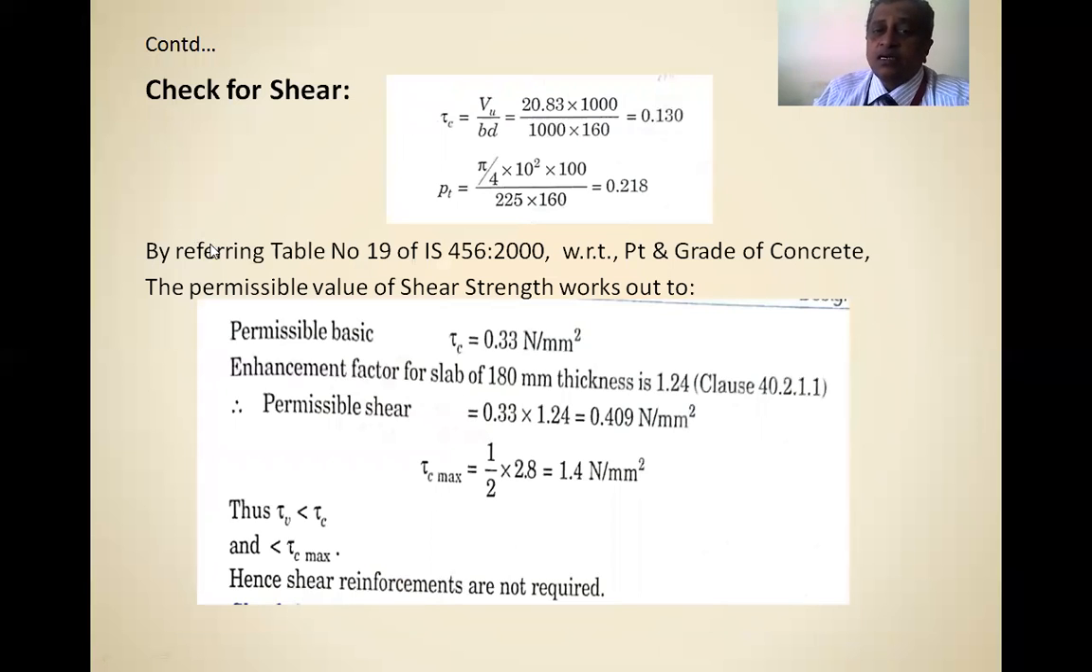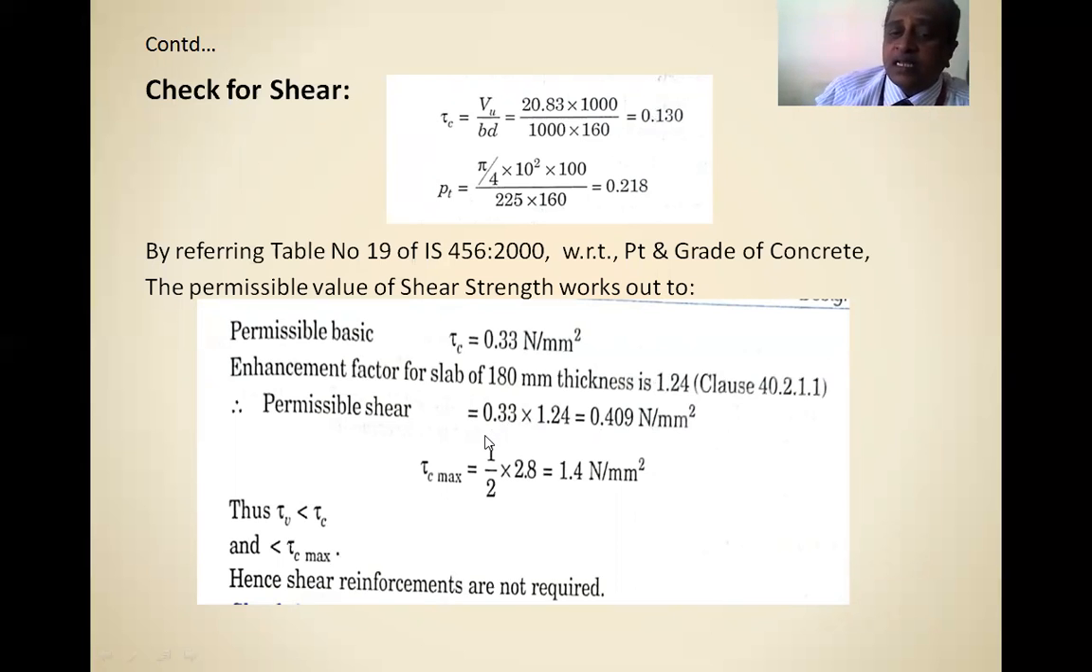Now check for shear. See the same thing. Tau V, it is not tau C. Tau V is equal to Vu by bd. This tau V is equal to 0.138. Percentage of steel is 0.218. By referring to Table 19 of IS 456, we get the permissible tau C as 0.33. With respect to clause 40.2.1, we find K as 1.24, the modification factor for slabs. So permissible shear is 0.33 into 1.24, which is 0.409. This should be more than tau V, meaning the Vu by bd value. Definitely this is more.